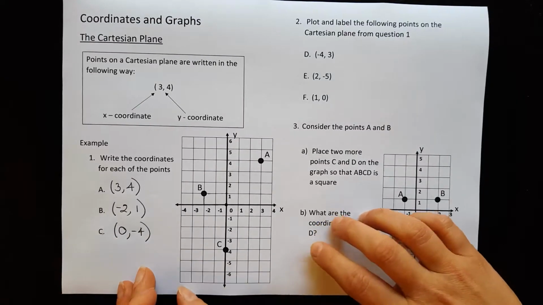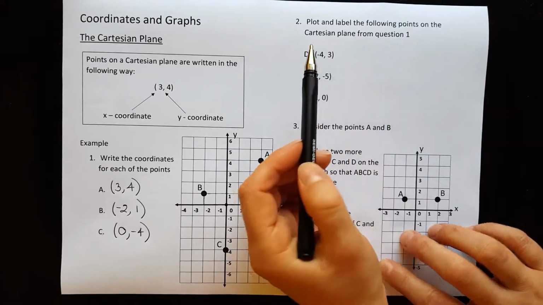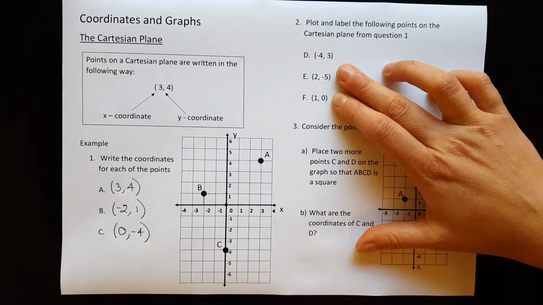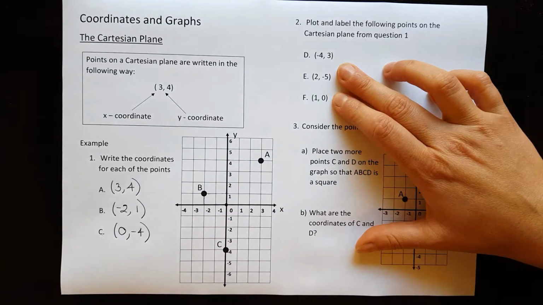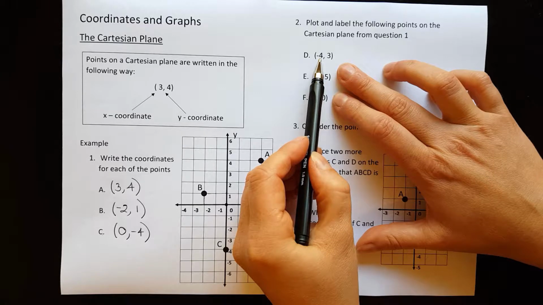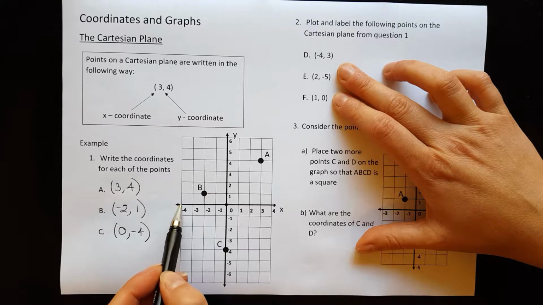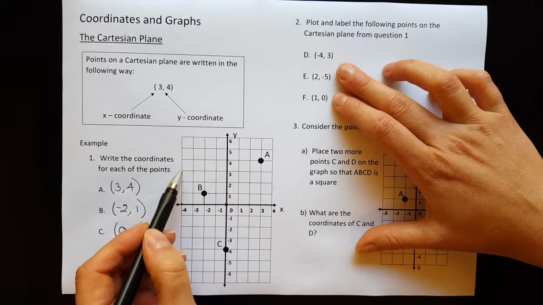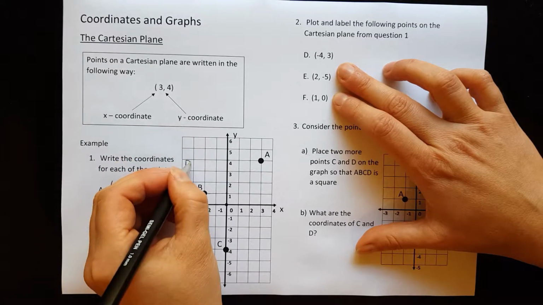Okay, that's done. Question 2, plot and label the following points on the Cartesian plane from question 1. So now we want to put the points D, E, and F on this Cartesian plane. So D has the coordinates -4, 3. So remember the first number is the x-coordinate. So on the x-axis, we go across to -4, which is here. And then we have to go to a +3, which means that we go up to +3, which is right there. Put a big circle there at that point and write D next to it.